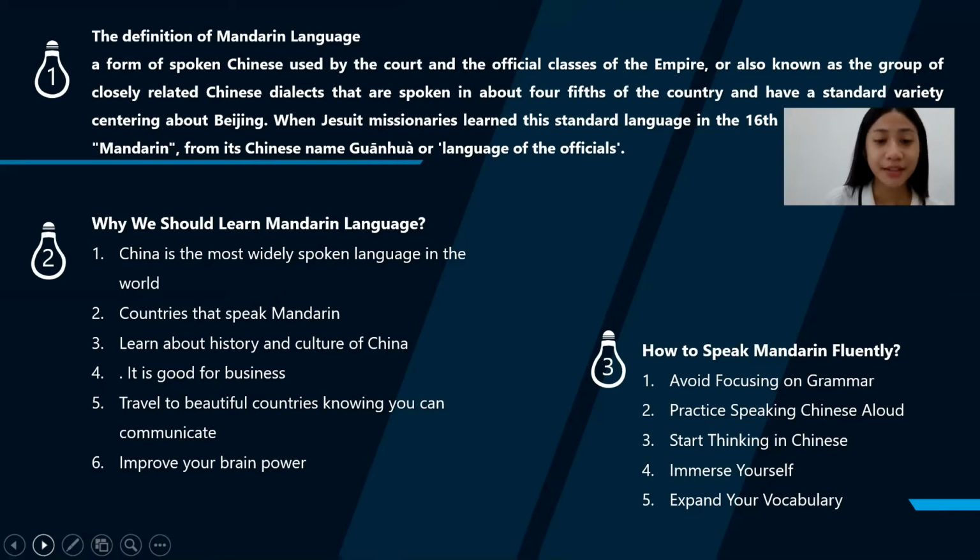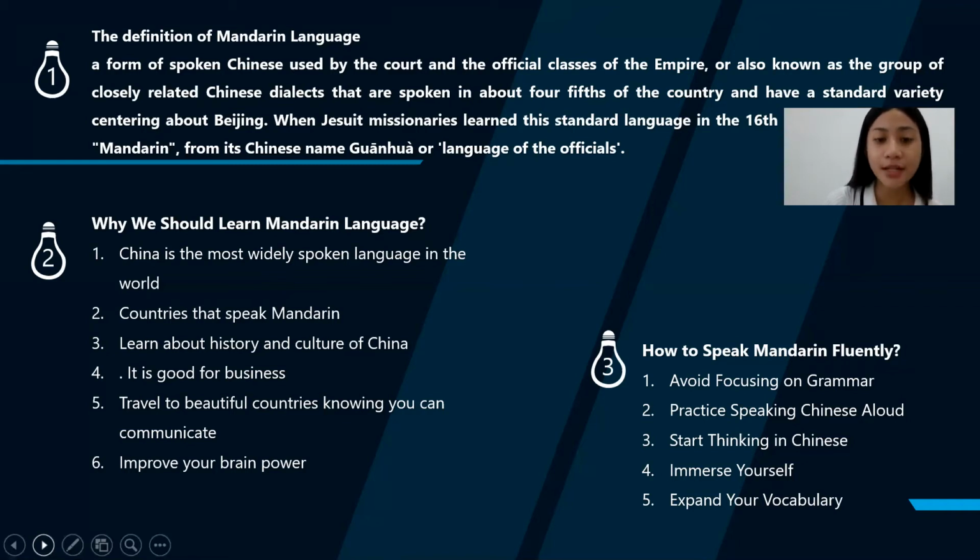Why should we learn Mandarin language? The first one is that Chinese is the most widely spoken language in the world, with approximately 1 billion people speaking Chinese, of which 800 million speak Mandarin, according to infoplease.com. Therefore, 15% of the global population speaks Chinese.